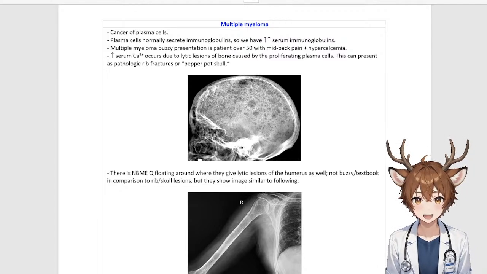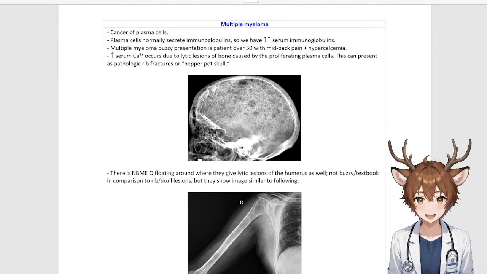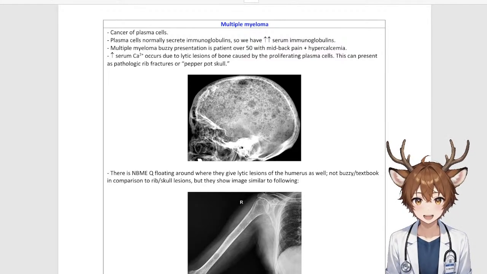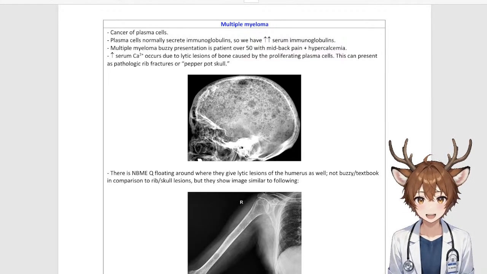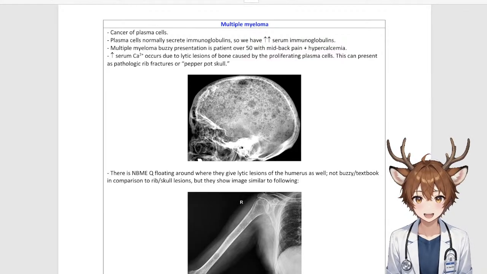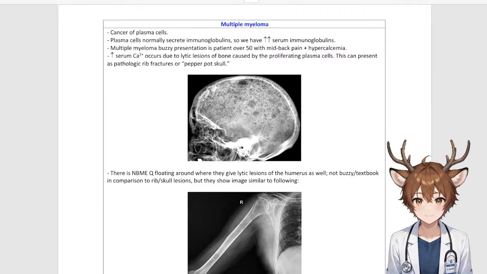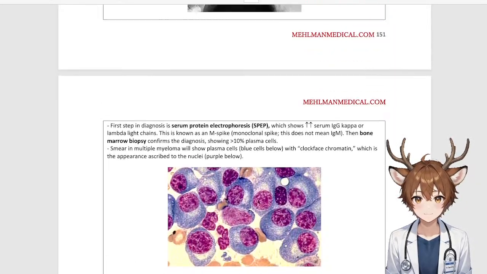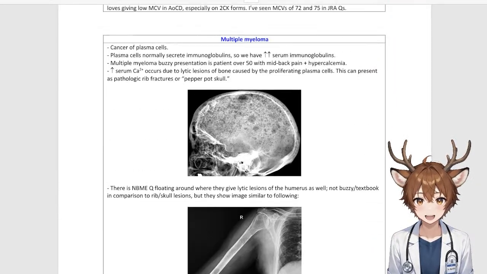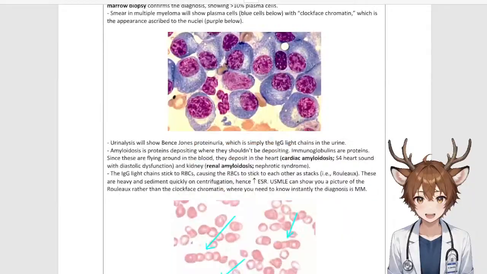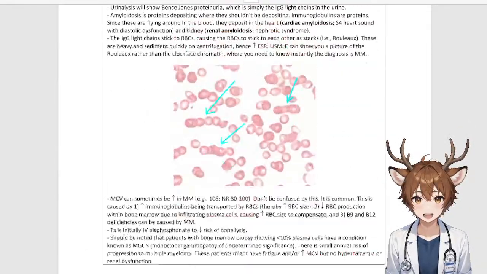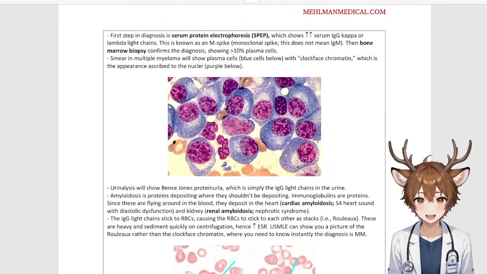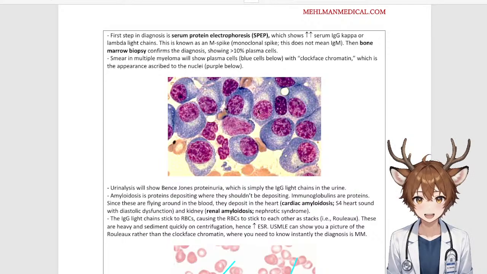There is an NBME question floating around. They give lytic lesions of the humerus as well, not buzzy, not textbook in comparison to rib fracture lesions, but they show you an image similar to the following. Okay, is this the same thing? Is it multiple myeloma? I don't know. I think so. I think this is multiple myeloma.